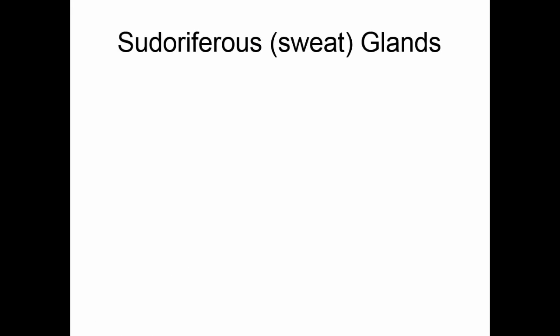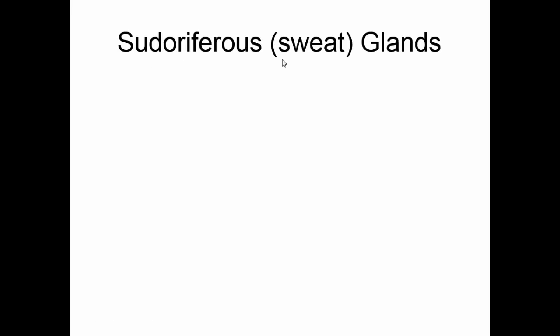The sudoriferous or sweat glands are also one of the glands of the integumentary system. Now, you've got sebaceous and sudoriferous, and it's kind of like, okay, how do I keep these words straight? Well, if you think about there's odor, sudoriferous, you hear that odor in there, and sweat smells bad. So the sudoriferous glands, the ones that have odor in them, are the sweat glands.